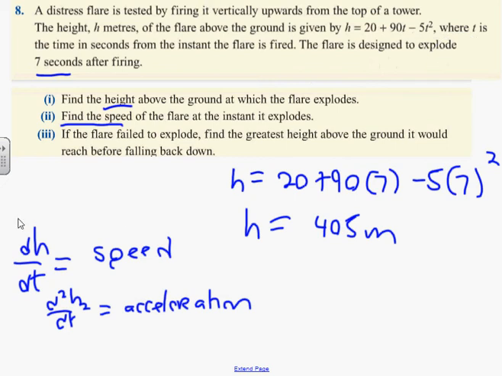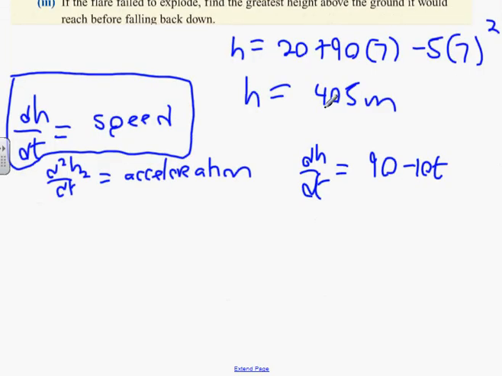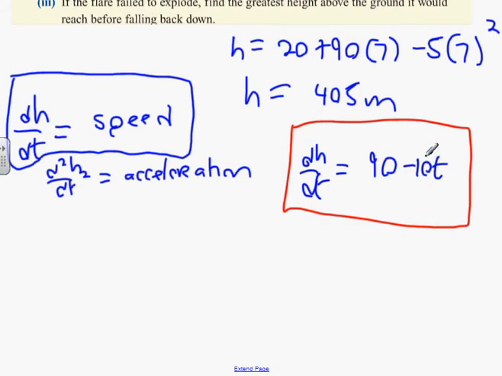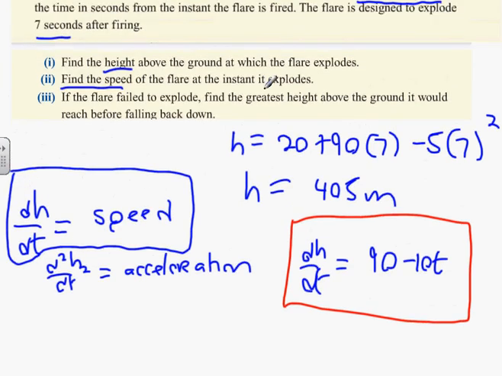So when we differentiate once, what do we get? We get dh/dt, and what will that equal? Differentiate 20, you get? 90 minus 10t. Now this 90 minus 10t is an equation for your speed. It always gives you your speed. After how many seconds do we want to find the speed? It's when it explodes. How long does it take to explode? 7 seconds. t equals 7. So put that in. 90 minus 10 times 7 is 20.